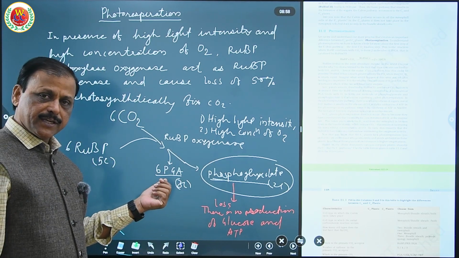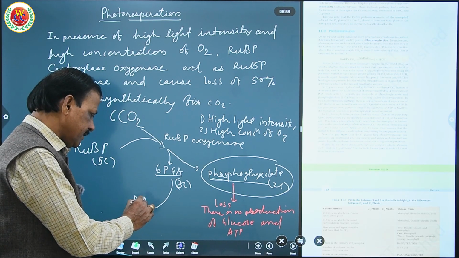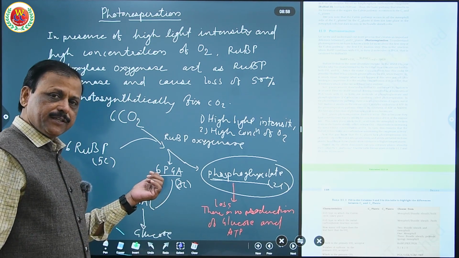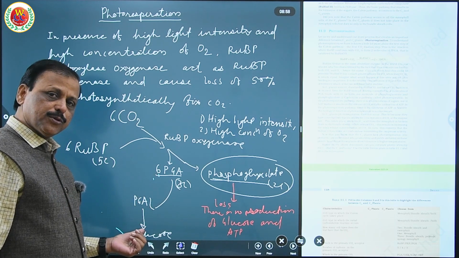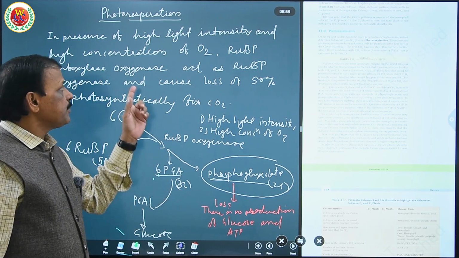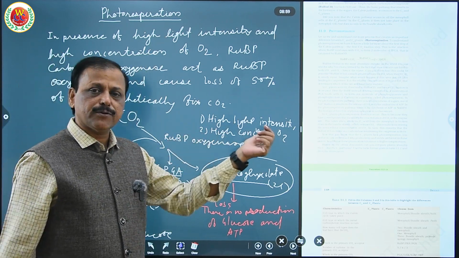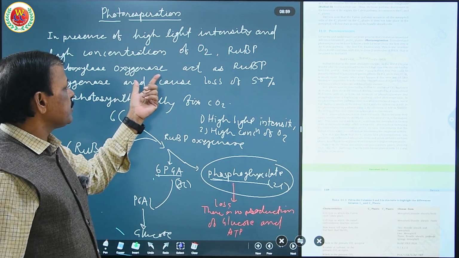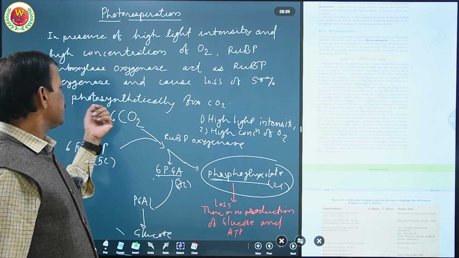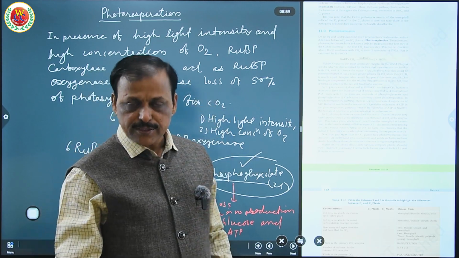And only 6 molecules of PGA are involved in reduction to produce PGAL and to produce glucose. That means only 6 PGA undergo reduction to produce glucose instead of 12, that is, 50% of PGA are lost. Therefore, it is known as photorespiration. And the definition is, in the presence of high light intensity and high concentration of O2, RuBP carboxylase oxygenase acts as RuBP oxygenase and causes loss of 50% of photosynthetic CO2 into phosphoglycolate. This is known as photorespiration.